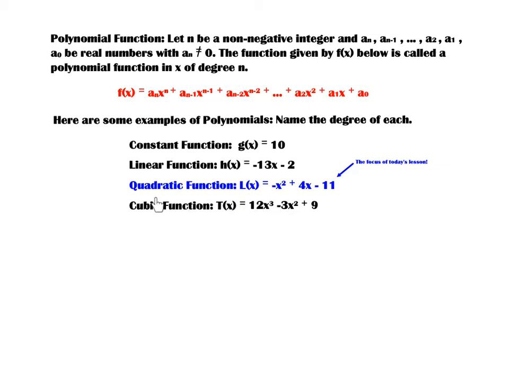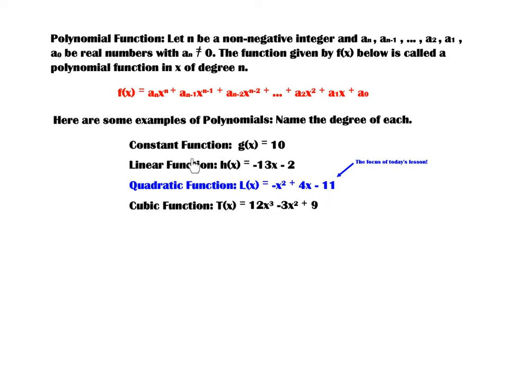Notice down here in blue, I've got a quadratic function called L of x. A sub 2, the coefficient of x squared here would be negative 1. Here is n, which is 2. That's our quadratic term. A sub 1 would be 4, and a sub 0 would be negative 11.